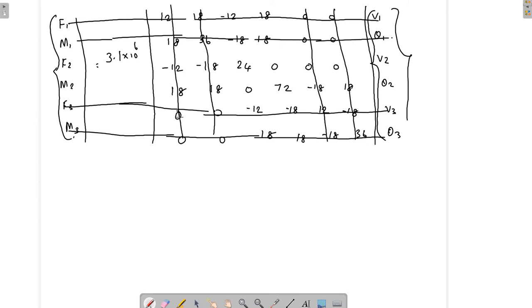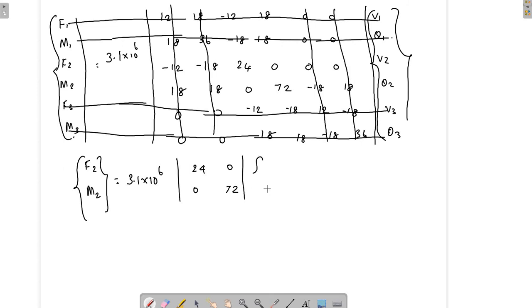So remaining you get a very simple matrix of F2 M2, which is equal to 3.1 into 10 power 6, 24, 0, 0, 72, V2 and theta 2.